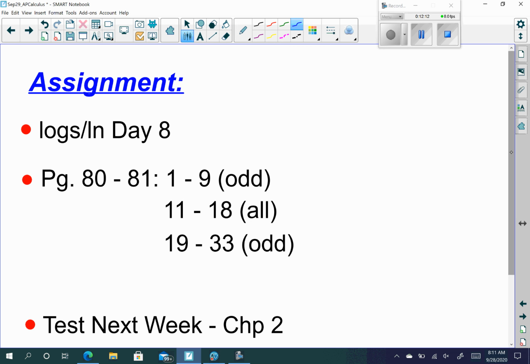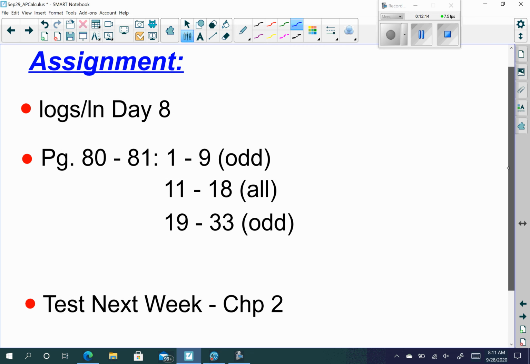All right, so just a couple of emphases on the theorems that we've seen throughout this section. Go ahead and continue on logs day 8, and then on pages 80 and 81, do the following problems.